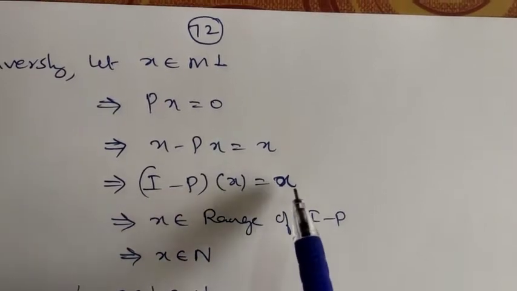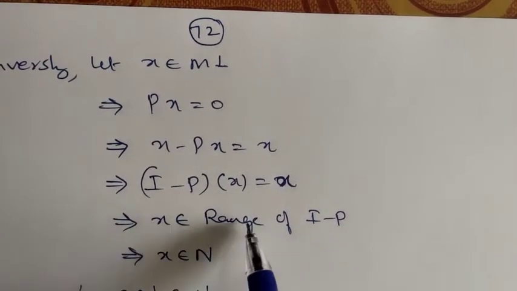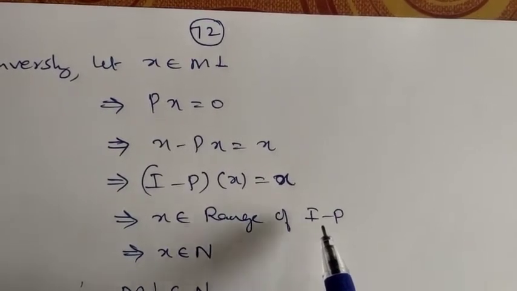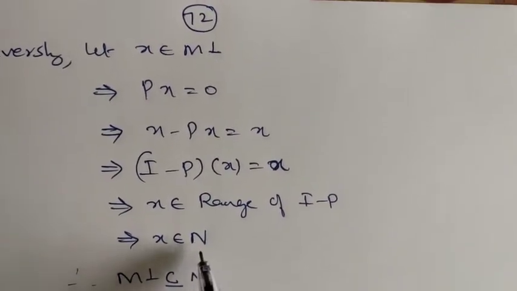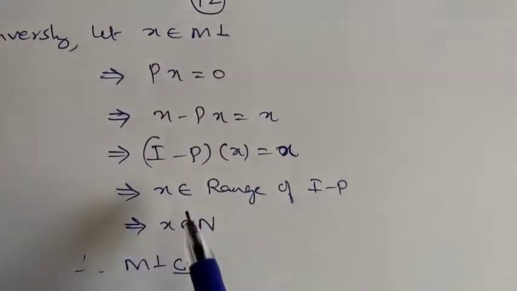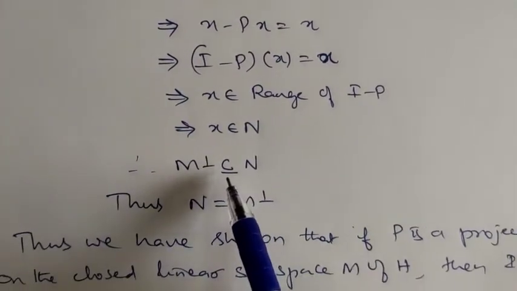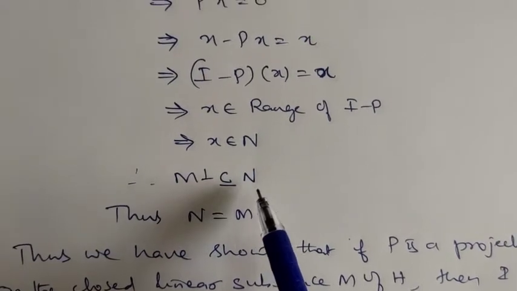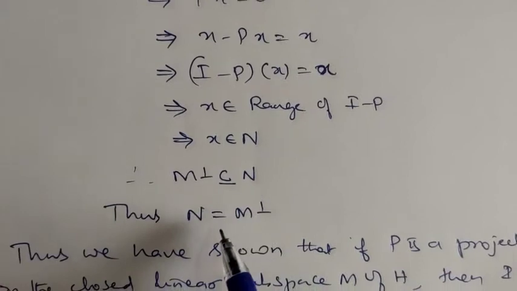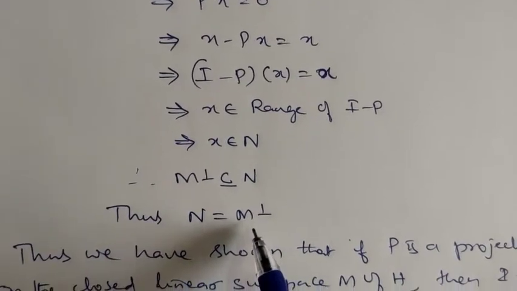(I minus P) of X is equal to X means what? X belongs to the range of I minus P. What is the range of I minus P? Range of I minus P is nothing but N. Implies X belongs to N. Therefore, X belongs to M perp implies X belongs to N. Therefore, M perp is contained in N. Now, N is contained in M perp, we have proved, and M perp is contained in N. Therefore, N is equal to M perp.